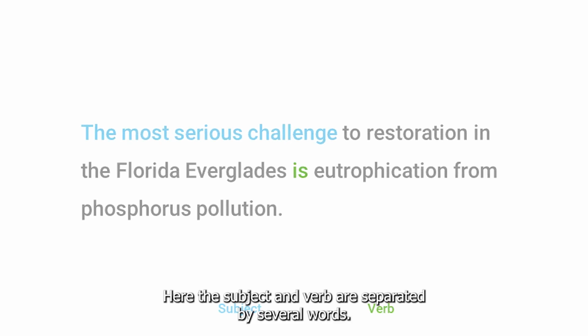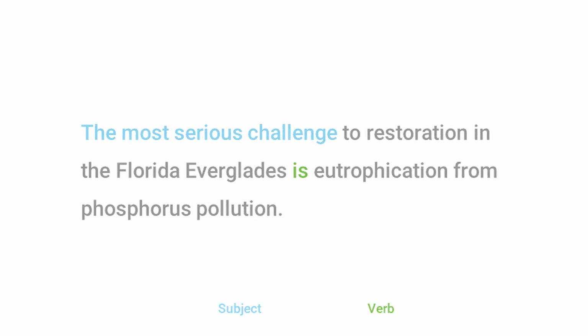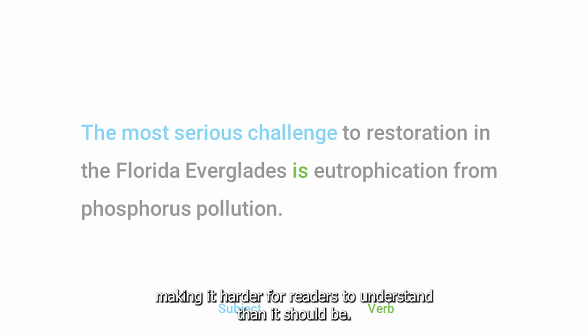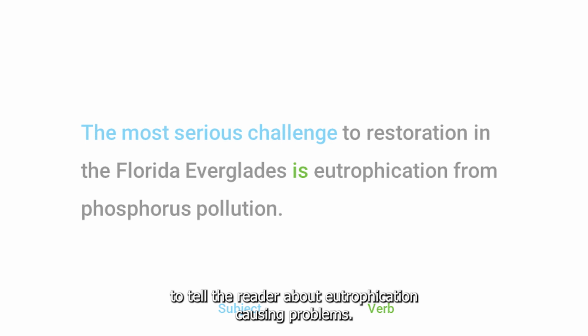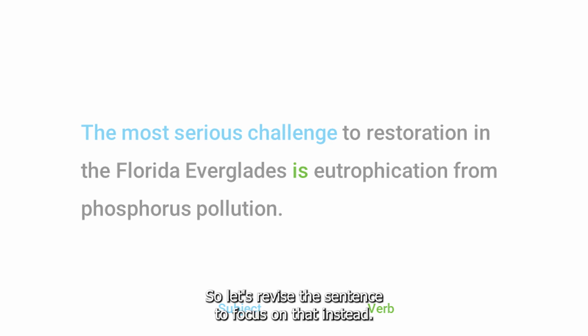Here, the subject and verb are separated by several words. This sentence buries the main idea, making it harder for readers to understand than it should be. If we look at this text, we realize the writer is really trying to tell the reader about eutrophication causing problems. So let's revise the sentence to focus on that instead.